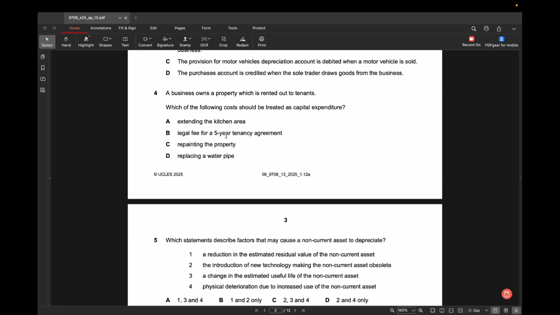So this looks like long term, but this is for 5 years. If I don't do it for 5 years, I can do it on a yearly basis as well. So this is a revenue expenditure which recurs every year. Repairs, repainting the property. So repainting of the property is also revenue expenditure. This comes under repairs. And replacing the water pipe, that is also under repairs. So that is revenue expenditure. So the correct answer for question number 4 is extending the kitchen area, which is your capital expenditure.